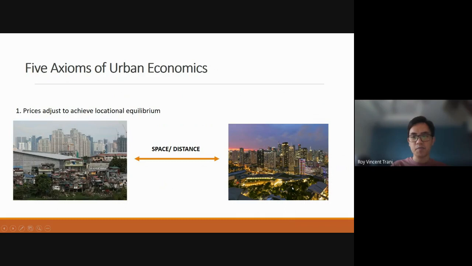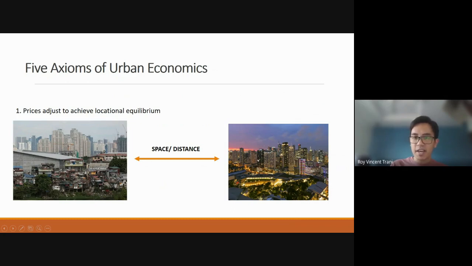Basically, when the book says prices adjust to achieve locational equilibrium, it means that space or distance define the prices of goods and services. So we mentioned earlier, agglomeration economies exist because it's cheaper for businesses, more profitable for them. And then these businesses come together to attract even more businesses. So what you have is a booming city or something like that.